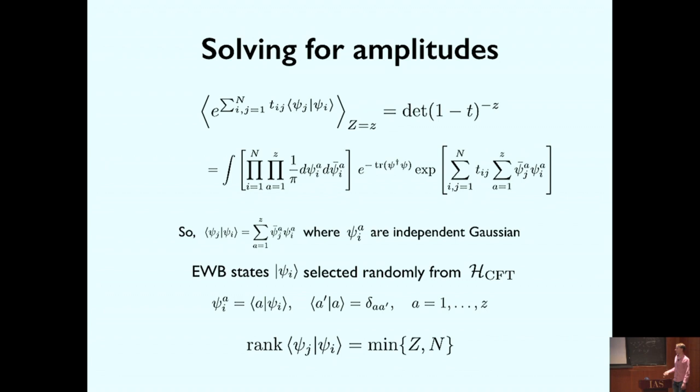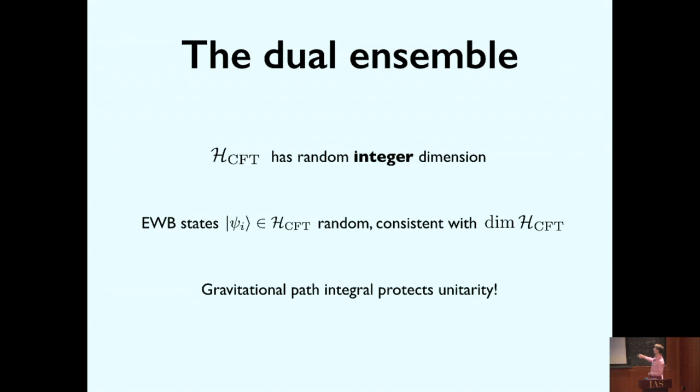Okay, so this means that insomuch as I can have a unitary quantum mechanics when I don't have Hamiltonians, I've got a Hilbert space and a set of states, and they make an ensemble of consistent quantum mechanical theories. So that's cool, I think. So they have these integer dimensions. So somehow the gravitational path integral is smart enough to know about some detailed facts about unitarity.